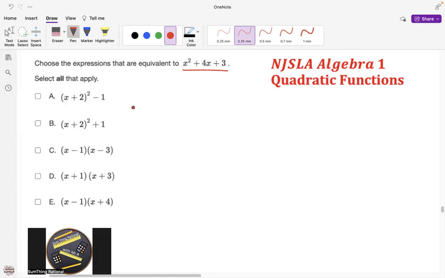When I look at the answers, two of them are in vertex form, and three of them are in factor form. It means that we can factor this and write it down, or we can write it in vertex form and check whether they are equal or not. Or we can check the options one by one. I will show you the two ways. Let's go from option first.